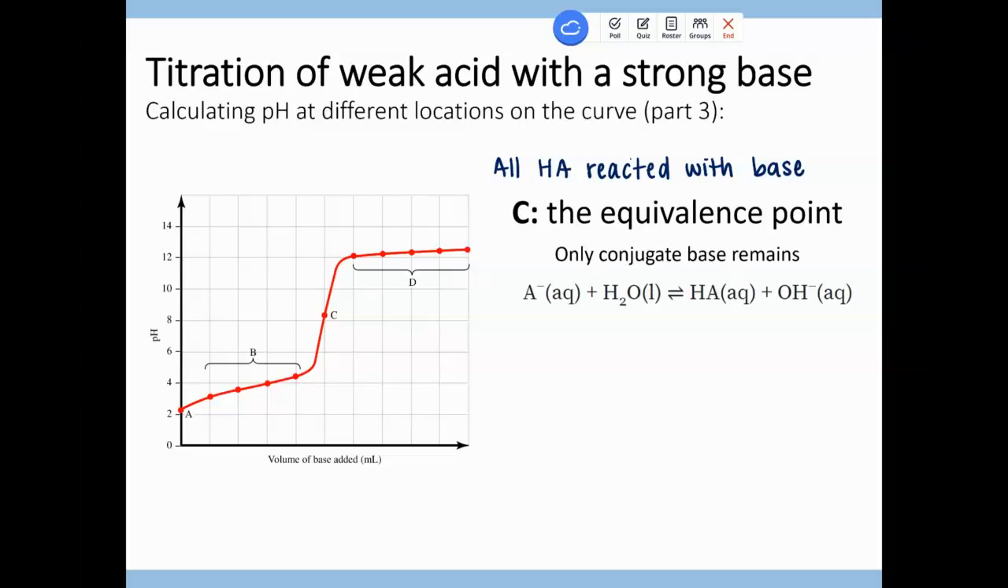So we're going to need a K expression, a K value, but we can't use Ka anymore because the left-hand side doesn't have an acid, it has the base. So we need to find Kb, which is Kw, constant value provided on your sheet, divided by Ka. So that would be your first step, is to find Kb.